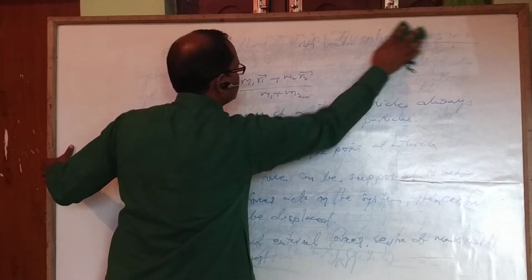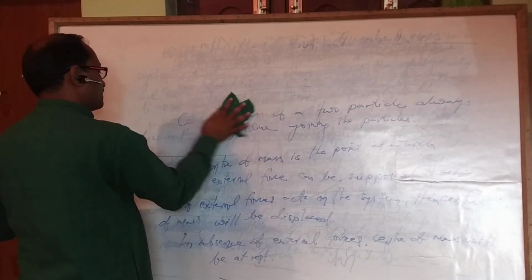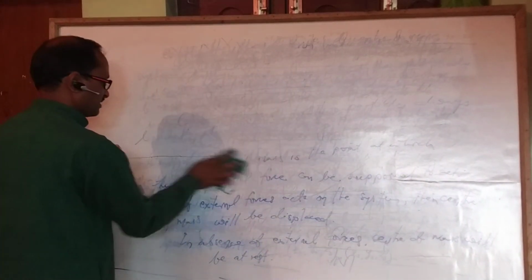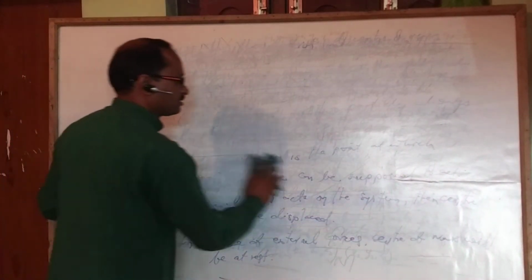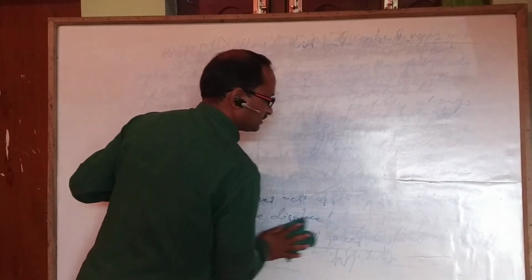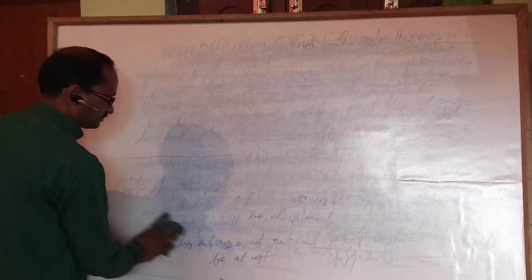It is not necessary that there must be a material particle at the point of center of mass. Center of mass of a rigid sphere also lies at its center, and center of mass of a hollow sphere also lies at the center.